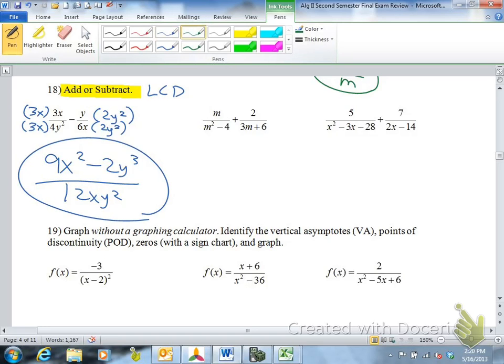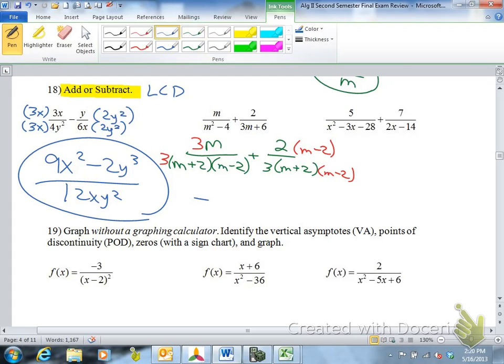On the next one, you should factor first. M plus 2, m minus 2, m plus 2, 3m plus 2. And then again, you need the lowest common denominator. So you need to see what one denominator has that the other needs. So this has a 3, this needs a 3 on that side. And then it's m minus 2, m minus 2.